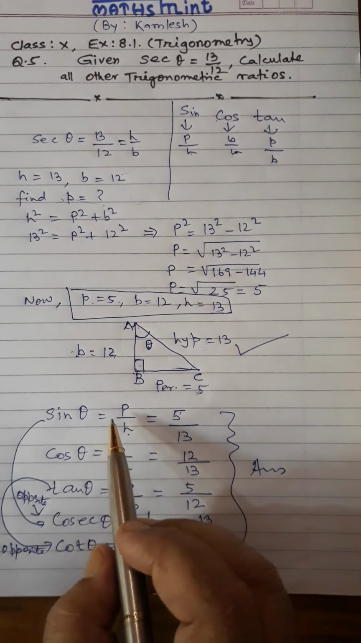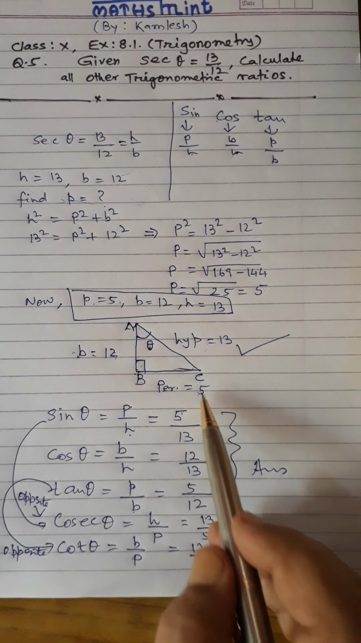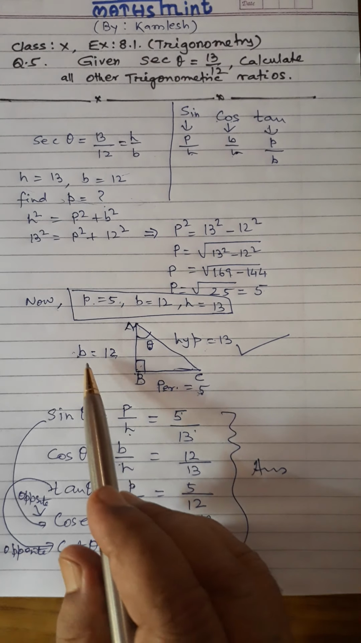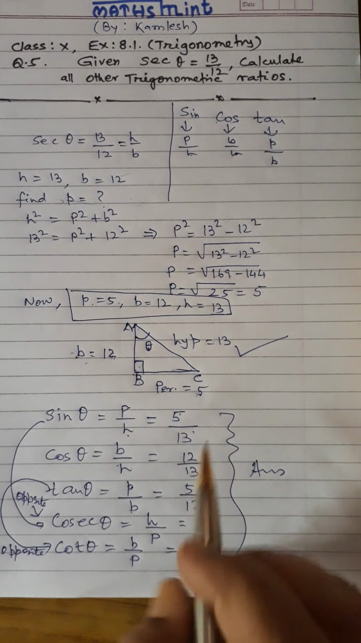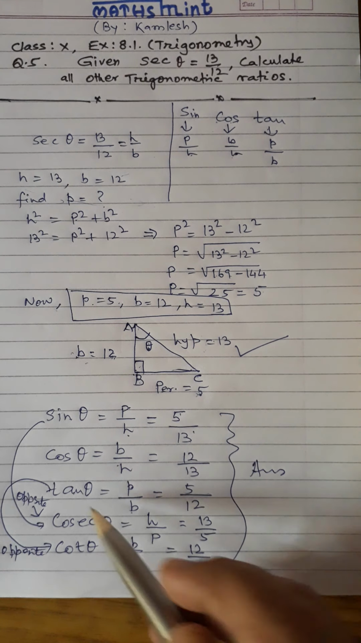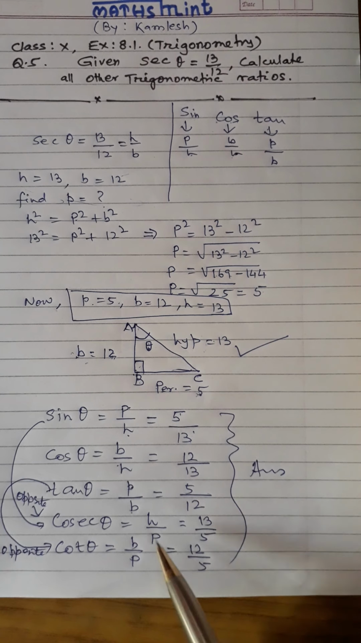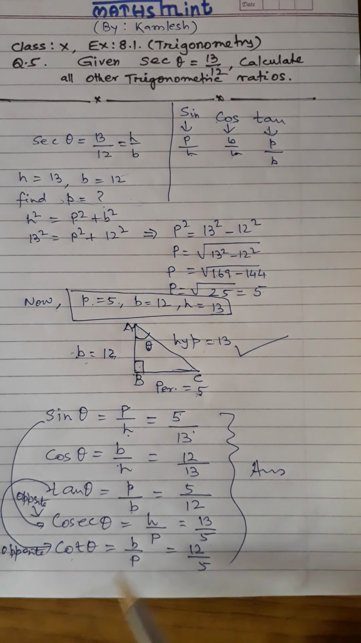So we have found sin theta, p by h, p is 5 here, h is equal to 13; cos theta, b by h, b is 12 in the triangle for angle theta, 12 by 13; tan is equal to p by b, p is 5, b is equal to 12; opposite of sin, cosec, h by p, 13 by 5; opposite of tan, cot theta, b by p, 12 by 5. Right? This is the answer.